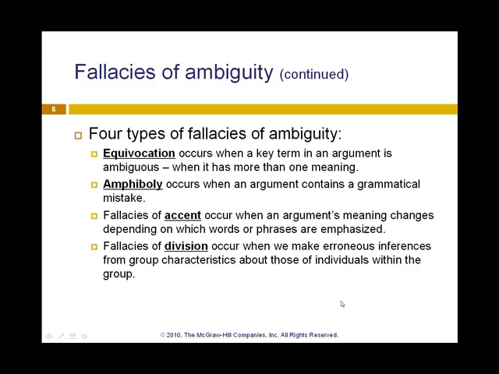A fallacy of division occurs when we make erroneous inferences from group characteristics about those of individuals within the group, such as, for example, that the group of all people in the United States of America are basically patriotic. Americans stand for patriotism. And the fallacy is to assume that, therefore, each and every American that lives in the United States is a patriot. I won't define the term patriotic or even indicate whether I think it's good, bad, or whatever with respect to patriotism. It's just an example of a kind of fallacy.